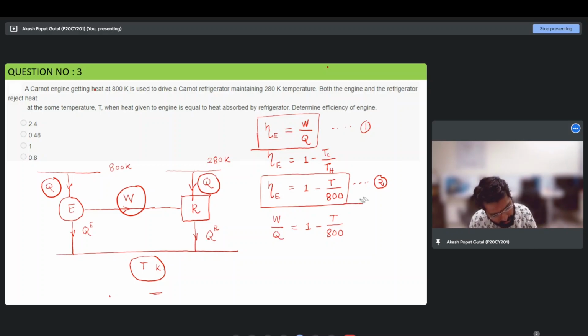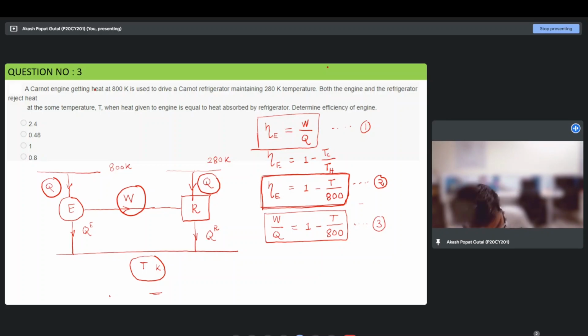We need to find out the temperature of the bath to which the engine and refrigerator are rejecting the heat. So keep this equation in mind. Let's call it equation number 3.